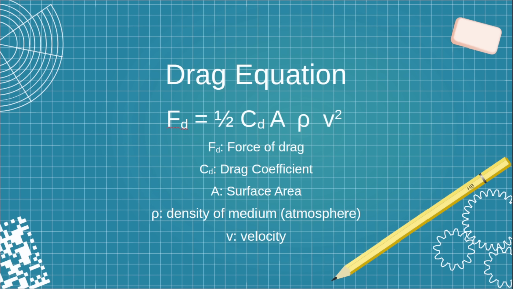So what we have here is the force of drag on your vehicle is equal to 1/2 the drag coefficient, which is dependent on the shape of your vehicle with a little asterisk on it, and then the surface area of the vehicle, which we will try to hold constant in this case, times the density of the medium, in this case the atmosphere, but it could be any other fluid, and then the velocity through that fluid or medium squared.